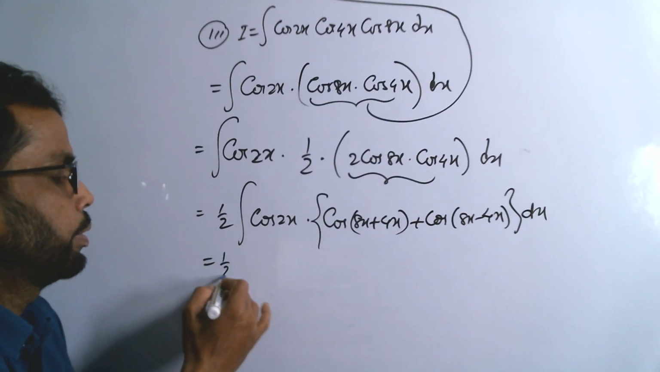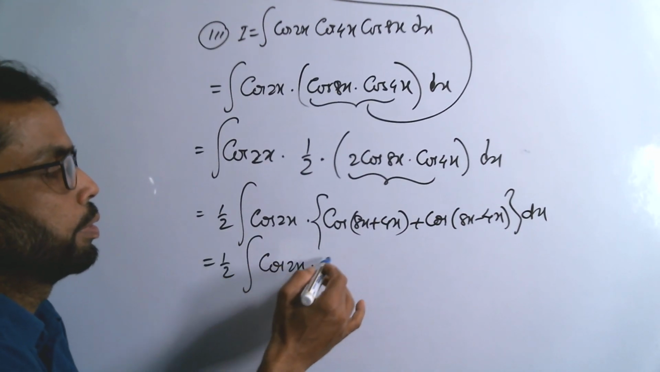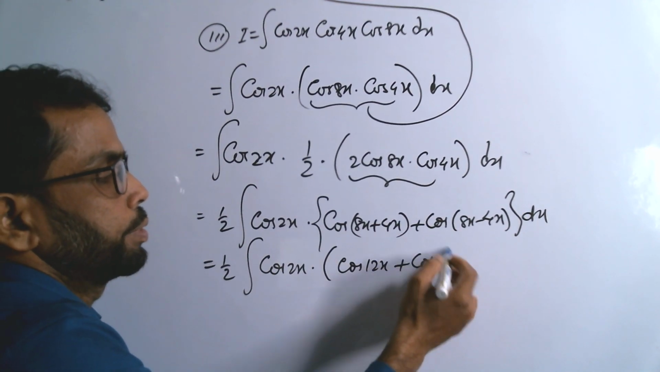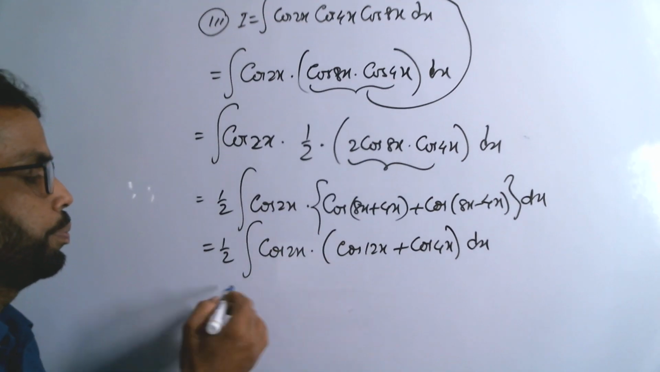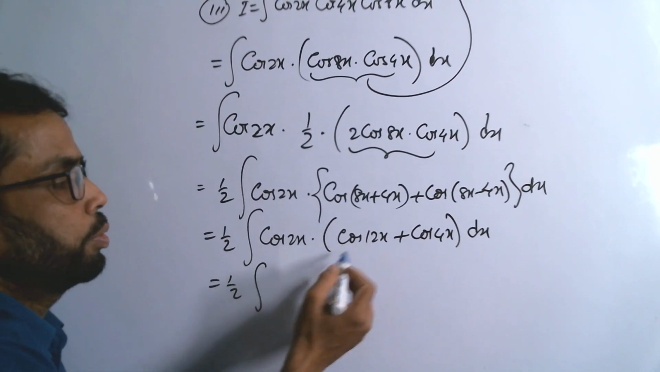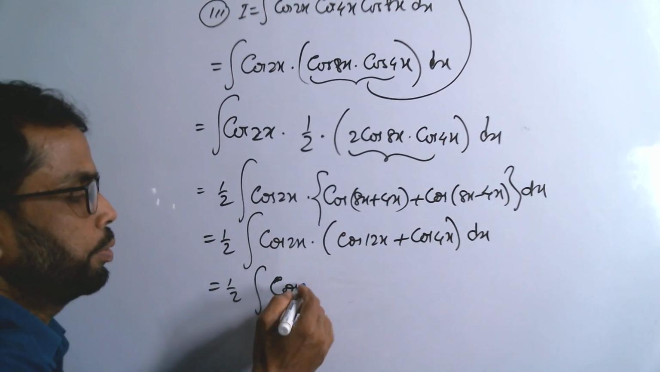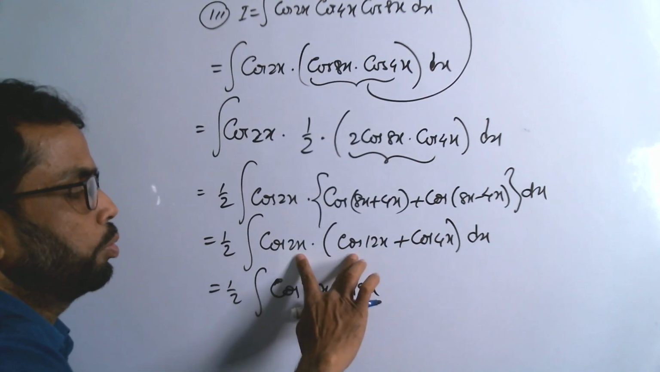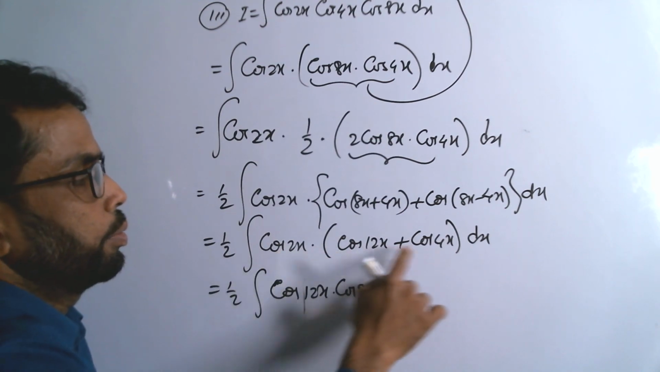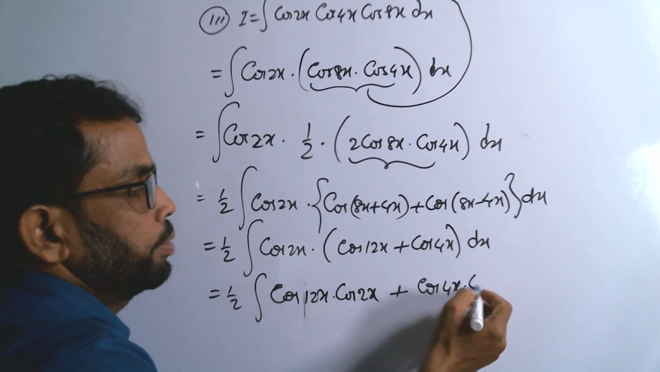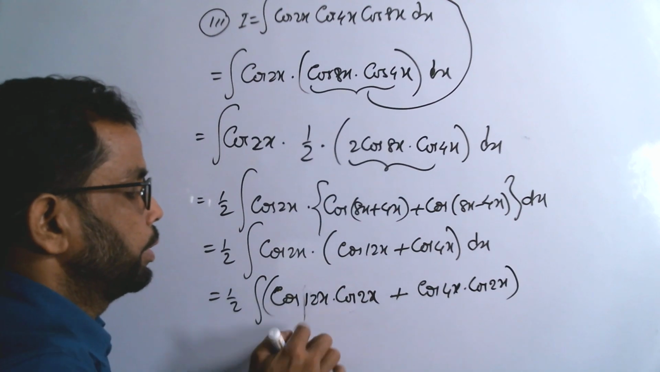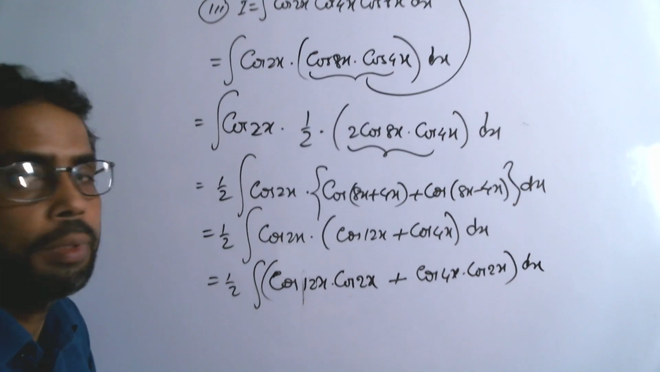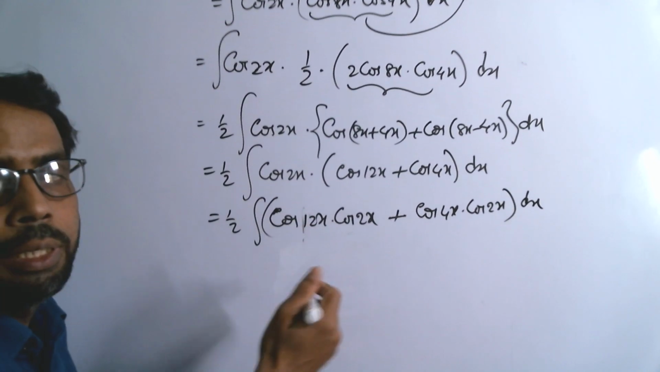Then it is cos 12x plus cos 4x. Now we'll multiply cos 2x into cos 12x. So we can interchange: cos 12x into cos 2x. These two product first, and this into this again. So it is cos 4x into cos 2x. Just multiply this into this here, this into this here. Then we'll separate completely.